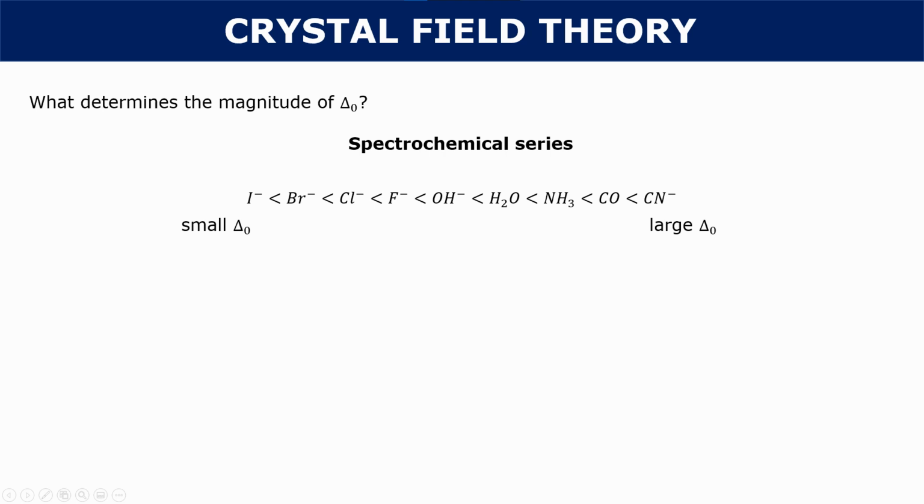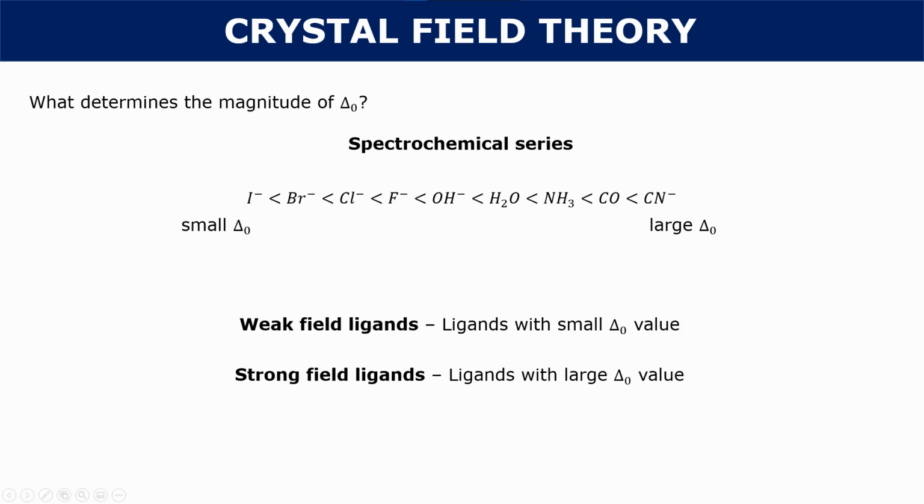At the left you have the ligands that produce small delta naught values, and the ones at the right have large delta naught values. So cyanide would have a really large delta naught value, and iodine would have a small delta naught value. The ligands with small delta naught values are called weak field ligands, and the ones with higher ones are called strong field ligands. So again, cyanide would be a strong field ligand, and iodine would be a weak field ligand.